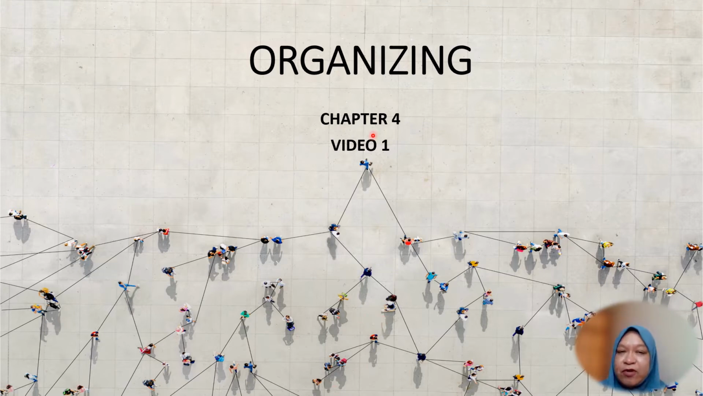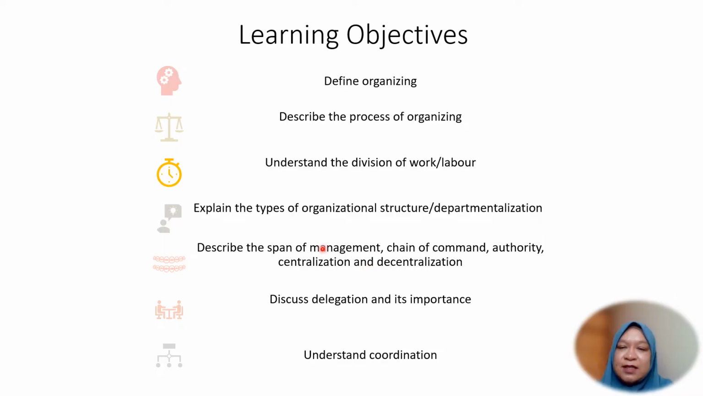So this is chapter 4, Organizing. For chapter 4, we also have two videos, and this is the first video. Let's see the learning objectives from this chapter. Of course, you need to know the definition of organizing, the process of organizing, to understand the division of work and labor, the structure or departmentalization of the organization, the span of management, chain of command, authority, centralization, decentralization, delegation, and also coordination.